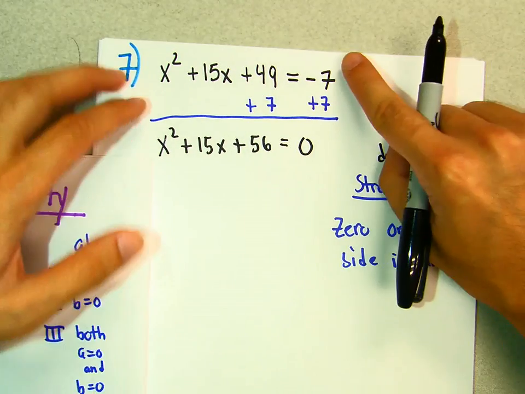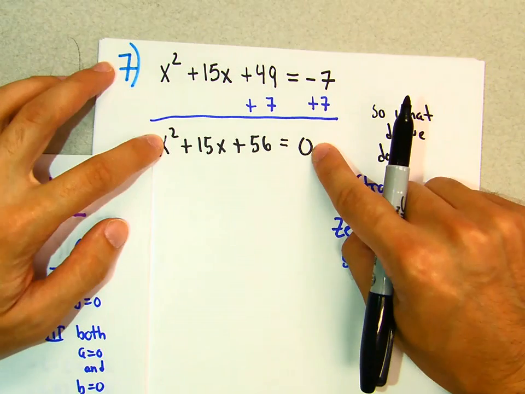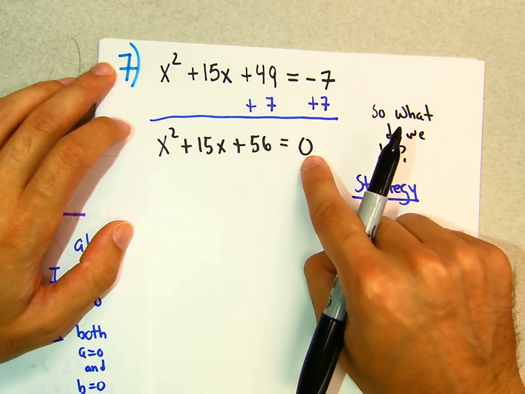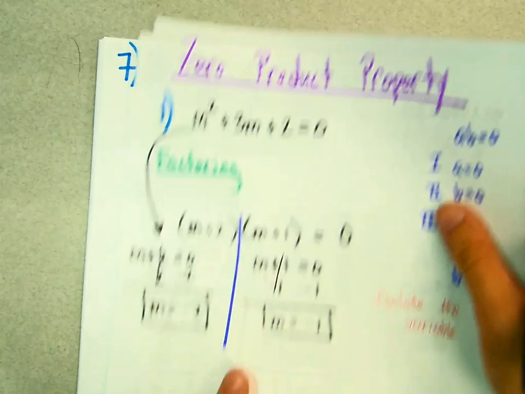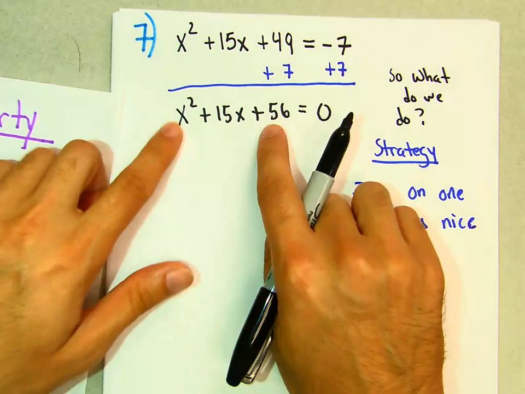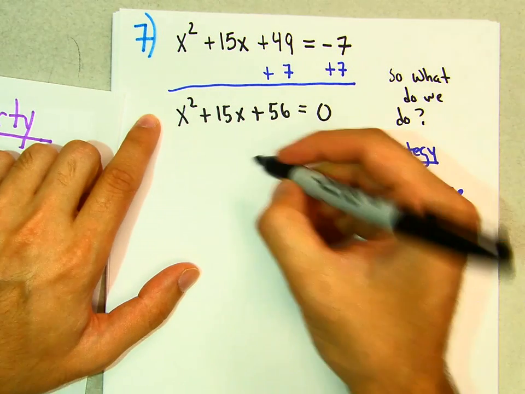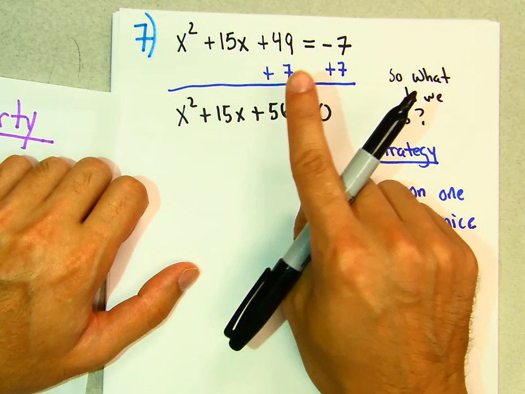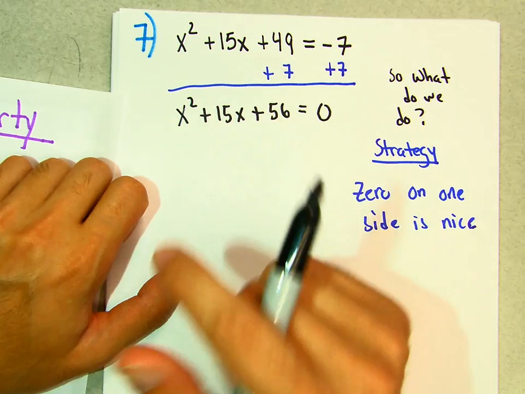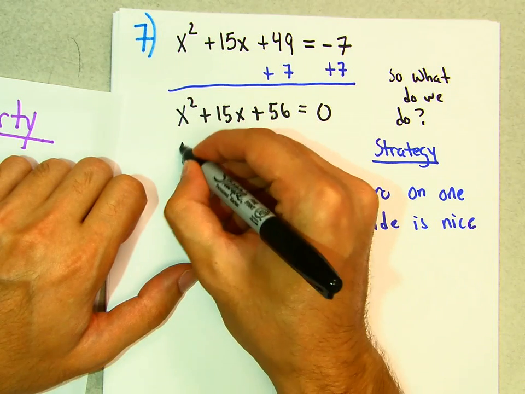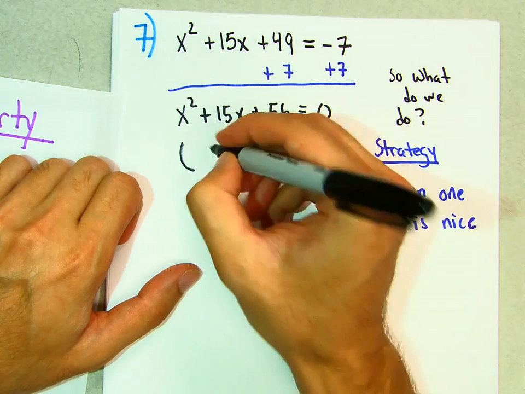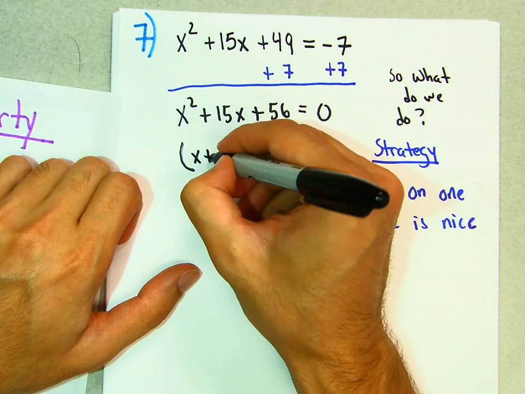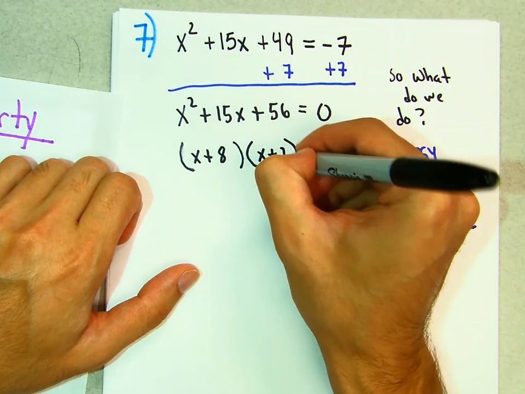Now look at this. We changed this to look like this. And why do we want to have 0 on one side? So we can use the zero product property to be able to solve the equations. And then here, easy peasy, you just factor. What two numbers when you multiply give you 56, but when you add give you 15? Take your time. Try and pause the video. Figure it out yourself. It should be x plus 8, x plus 7.